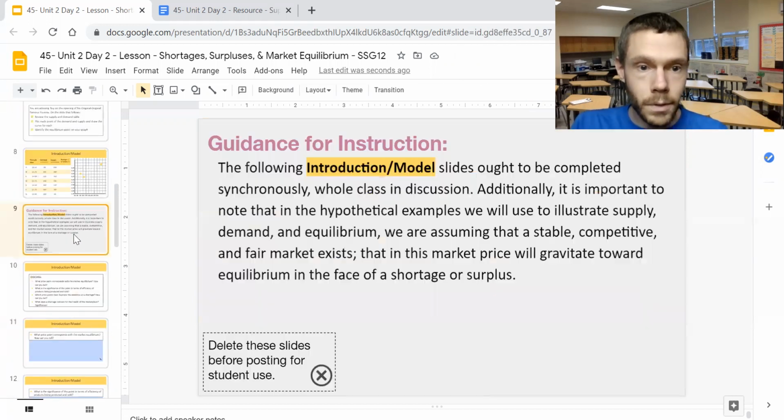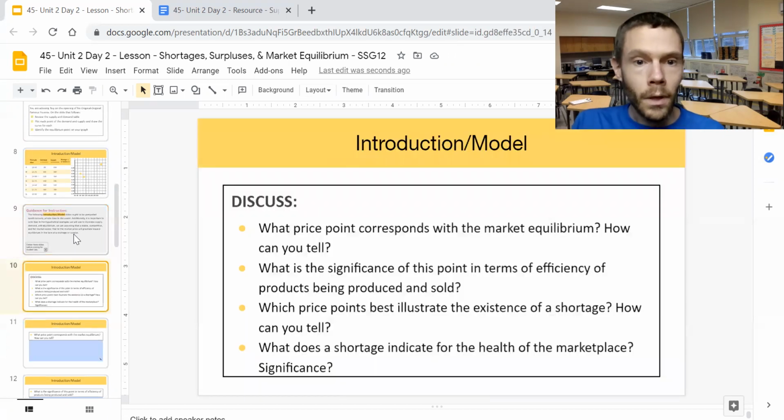And then in terms of things for students to consider, in these hypothetical examples we're assuming that there are stable, competitive, and fair markets, that we're not operating under monopolies or other things of that nature. So things that you may want to discuss with your students is the significance of what's happening when there's a shortage, what's happening when there's a surplus, and what we can say about the overall health of the marketplace when there is an equilibrium.